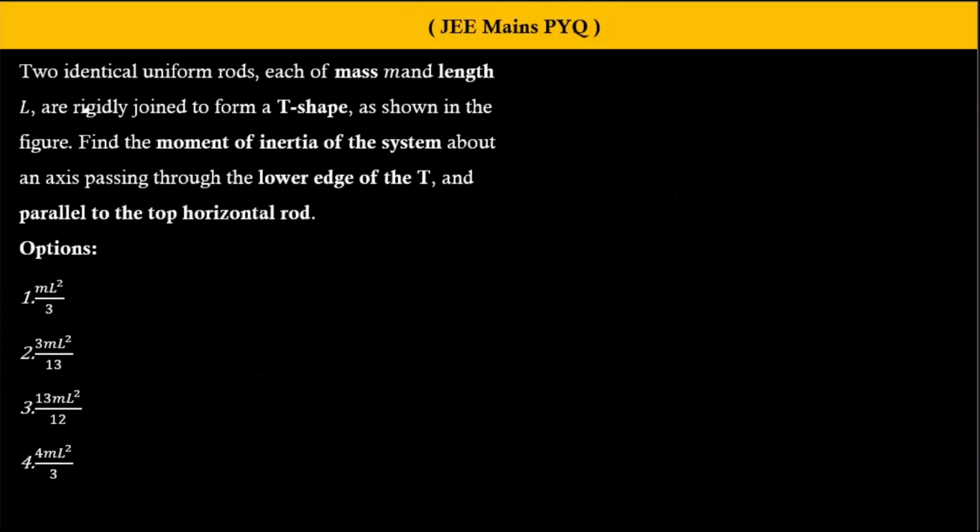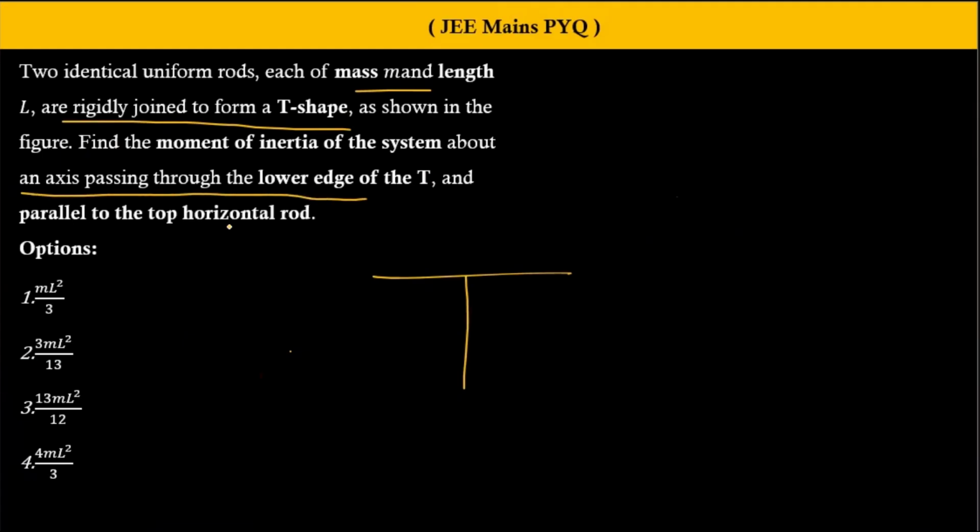Okay. Now let us go with this one. Two identical uniform rods, each of mass m and length L, are rigidly joined to form a T-shape. So T-shape structure is getting formed. As shown in the figure, मेरे पास नहीं है. Find the moment of inertia of system about an axis passing through the lower edge of the T and parallel to the top horizontal. So axis तुम्हारा कैसा है? Axis कुछ ऐसा है. So इसके अराउंड तुम्हें क्या निकालना है? मोमेंट ऑफ इनर्शिया.